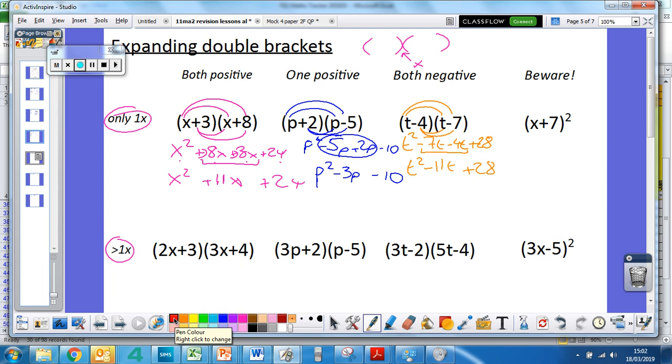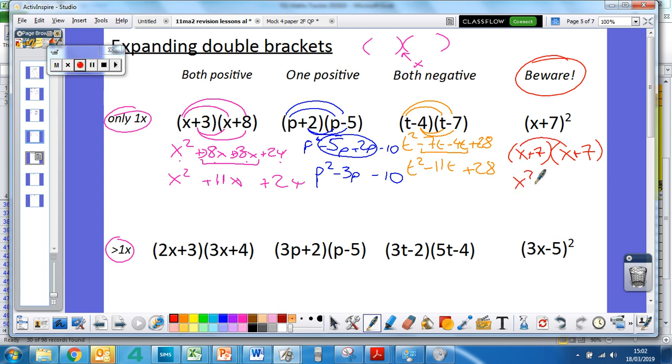And the final column here, the beware, an exam question could be written as x plus 7 all squared. But what it really means is this, x plus 7 times x plus 7. And the moment you rewrite it is the moment you don't get it wrong. The moment you rewrite it. Because now you can expand the brackets as normal.